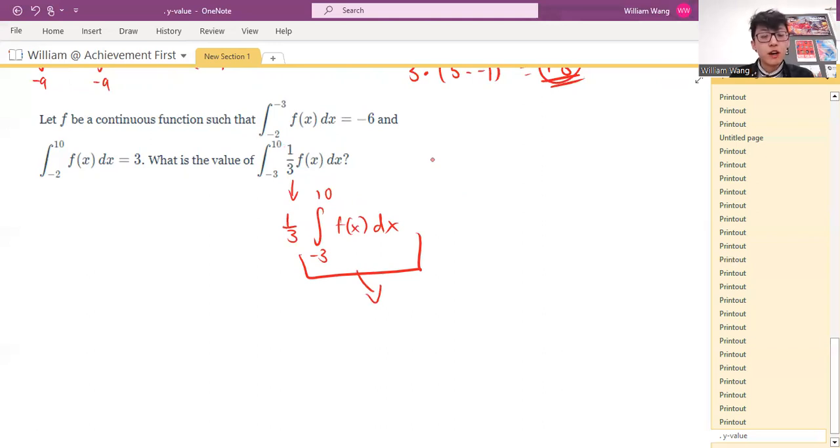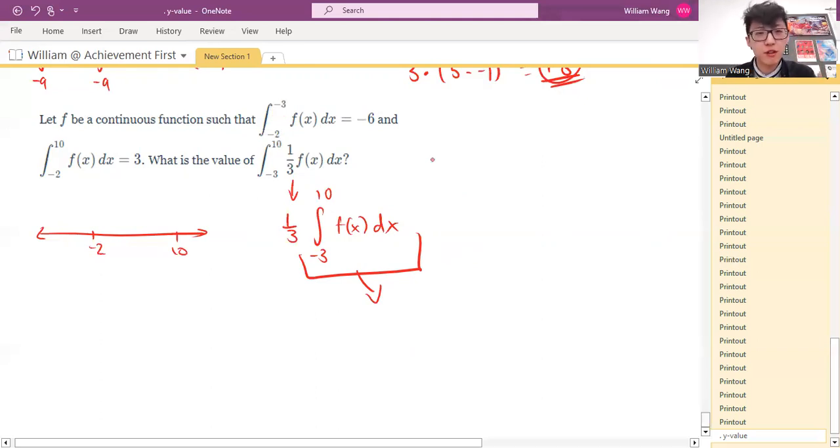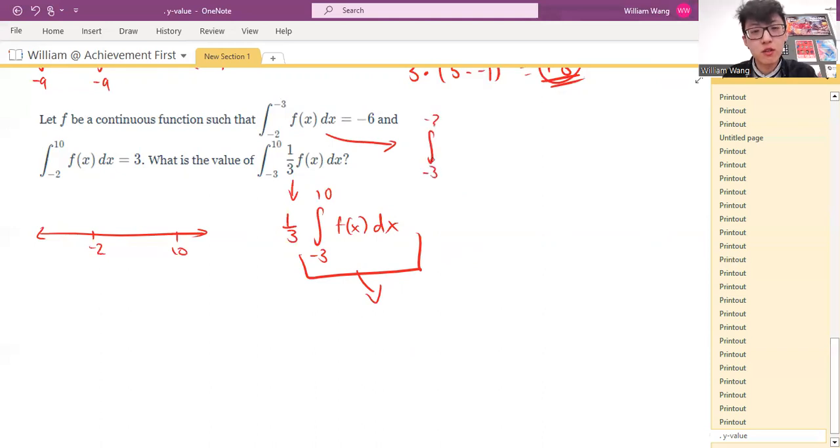Well, to figure out my integral from -3 to 10, what am I given? I'm given my integral from -2 to 10, and I'm also given my integral from -2 to -3. Notice how these numbers are flipped. They should not be written this way, so I'm going to flip this. Really what it's saying is that my integral is from -3 to -2, and instead of -6, it should be +6.